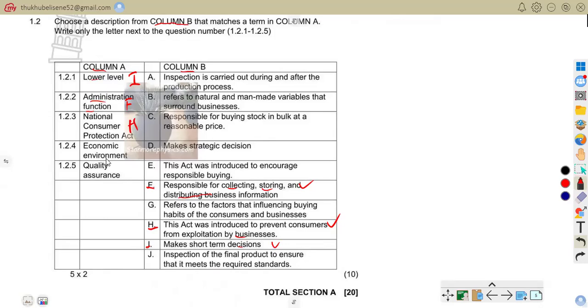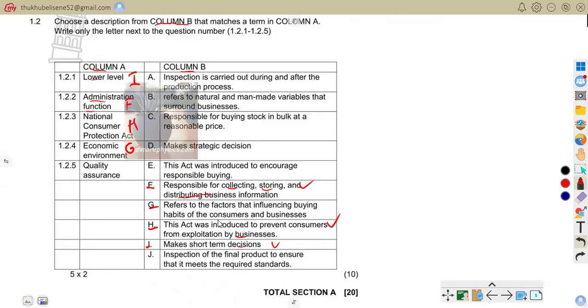Economic environment. We go through the descriptions and you can see that J becomes the correct answer, because the economic environment refers to the factors that influence the buying habits of consumers and business. That is why we're saying J is the correct answer.